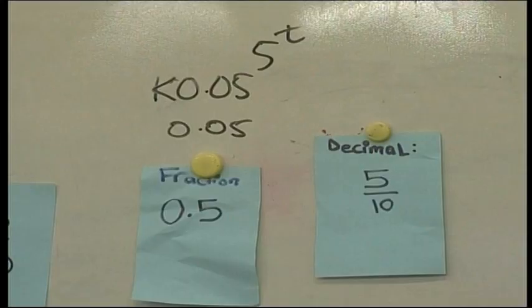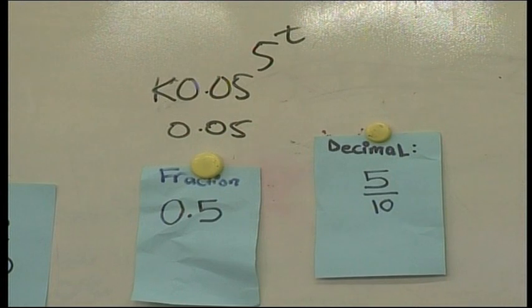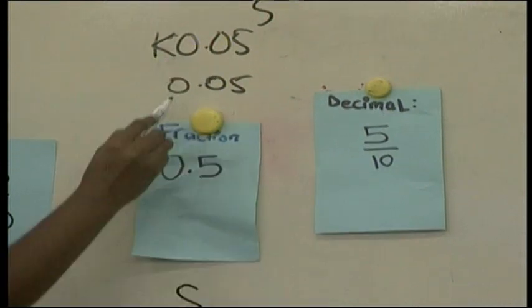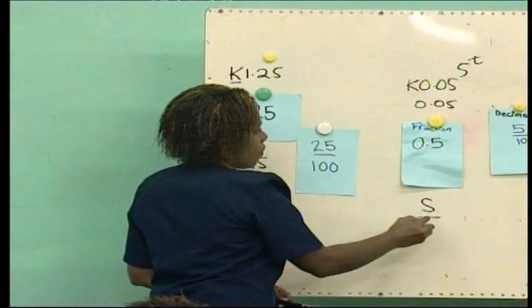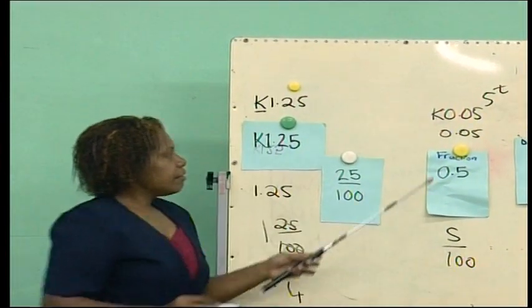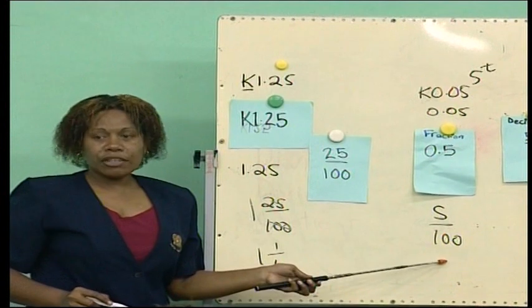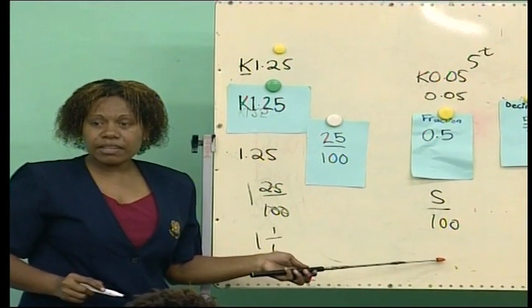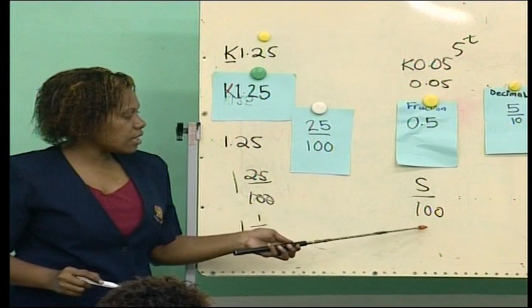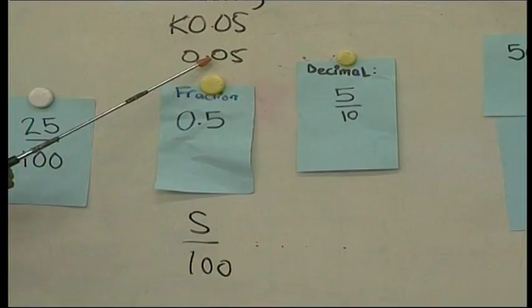Okay, what about 0.05 in fraction? Five over 10 or 100? 5 over 100. Okay, you remember your place value? Place value chart, 7s and receiving students. 5 over 100. Okay, we'll come to that later.